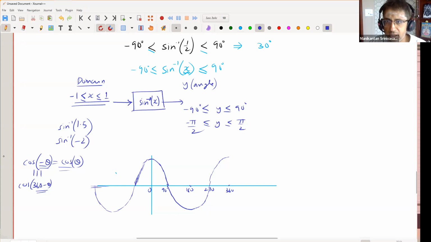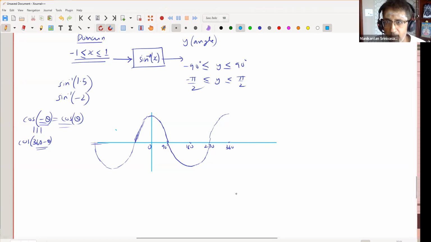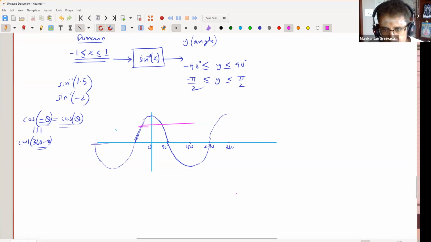So for this function, suppose I have to restrict my range. Again, the same problem. Suppose I want to find what is cos inverse of half. So if I draw the half line here, it didn't come out parallel, sorry guys.